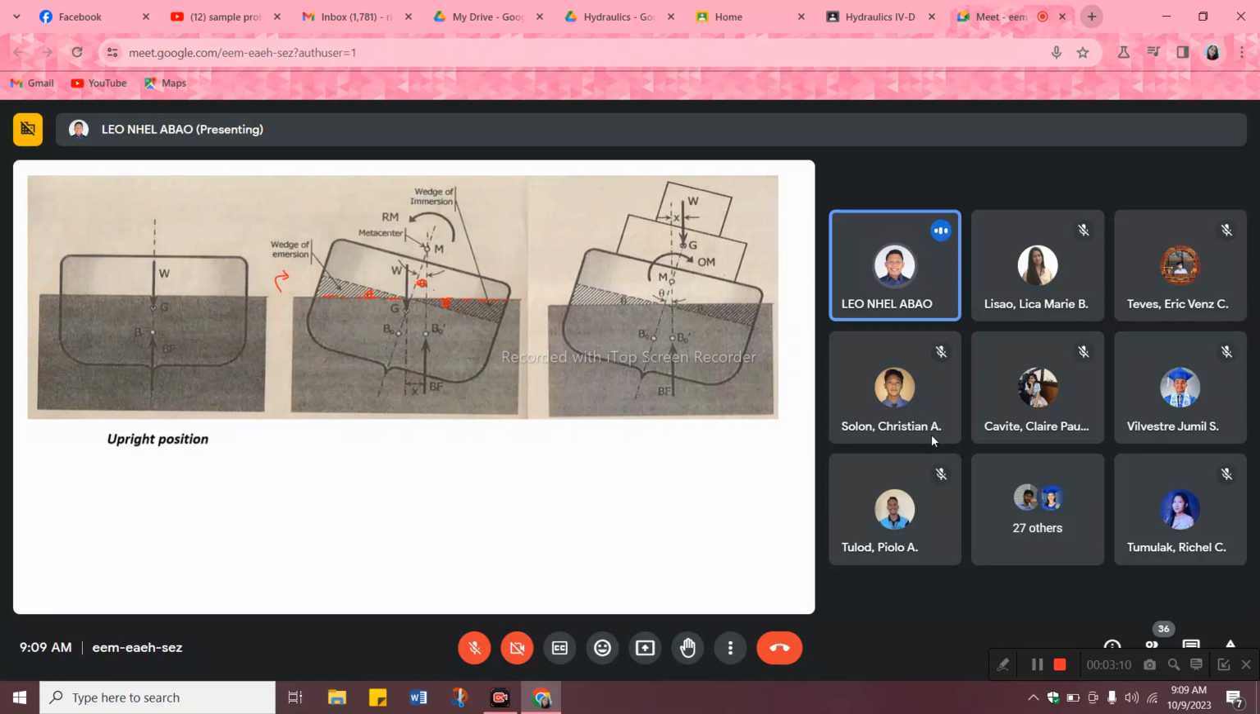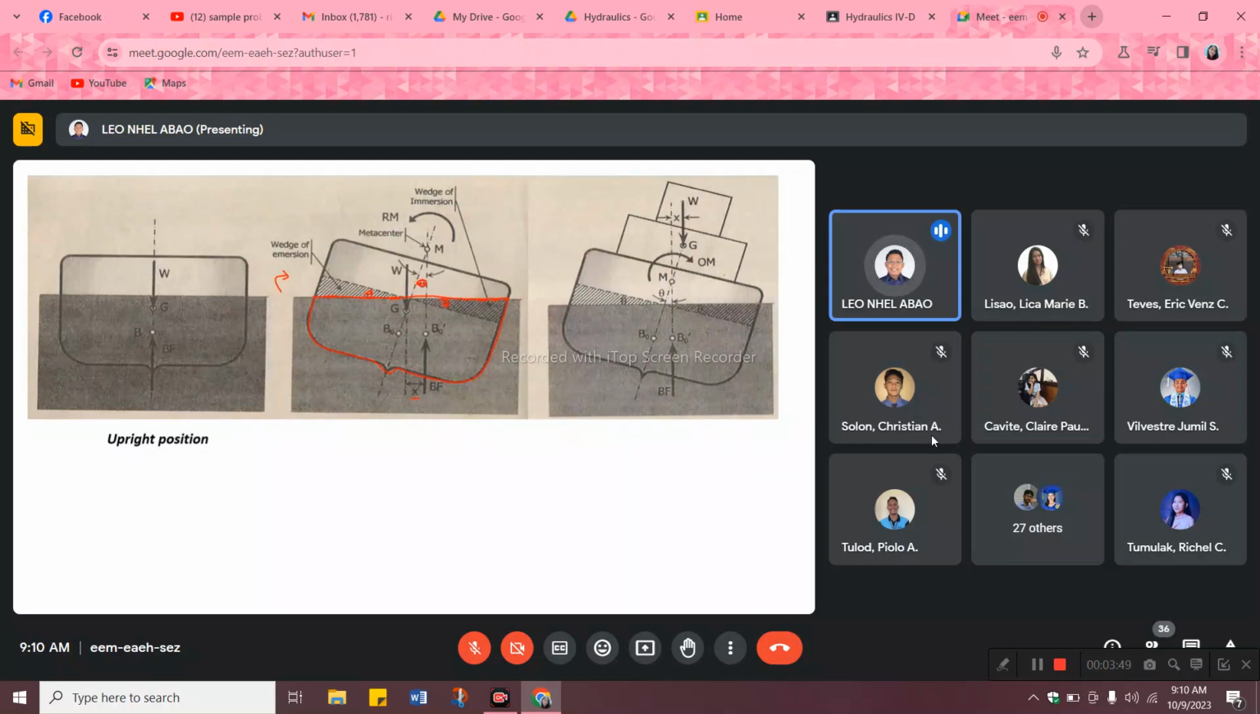Again, class, the BO is where the total buoyant force acts. W refers to the body, and the BO, or the buoyant force, is from the water. Now the ship tilts to the right. If you look closely, this is the new volume submerged. This is the new volume submerged, compared to the initial one. So our BO, initially from here, moves to here with a distance x.